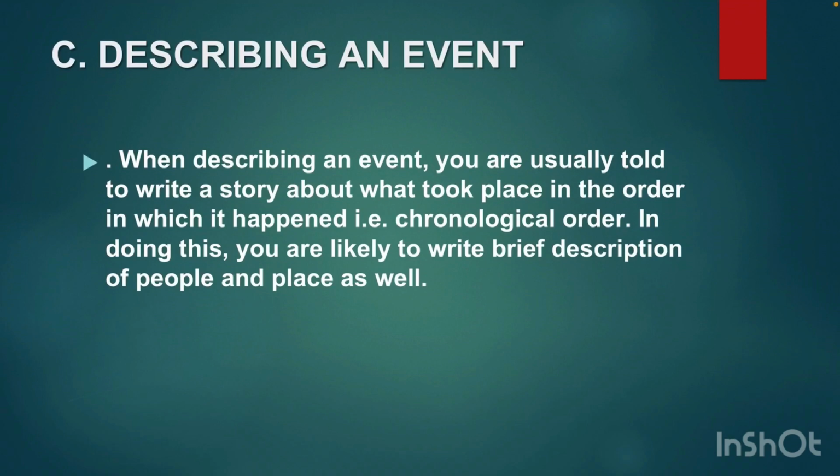Because in your event, of course, there should be people who were involved and things were happening from different places or from a certain place. So that's why we are saying you will be forced to write a brief description of people and place as well. So when describing an event, you just need to know that you are writing a story about what took place. Now you need to present this in order. Chronological order. So how do you write this type of composition, a descriptive composition?